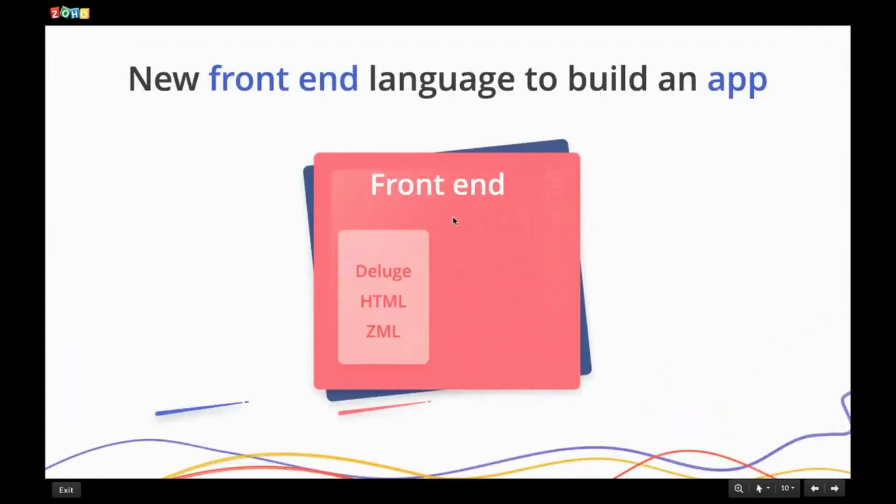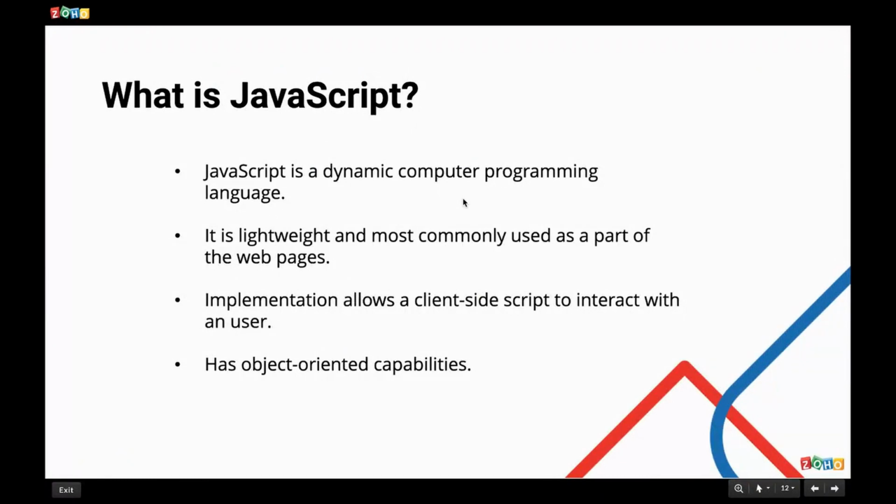Now, let's take a look into the language that we have added in the back end to build an application, which is nothing but JavaScript. And we are offering this new capability and the new support categorized as widgets, right? And JavaScript is a dynamic computer programming language. It is lightweight and most commonly used as a part of web pages, whose implementation allows a client-side script to interact with the user and to make dynamic pages. And it is an interpreted programming language with object-oriented capabilities, right?